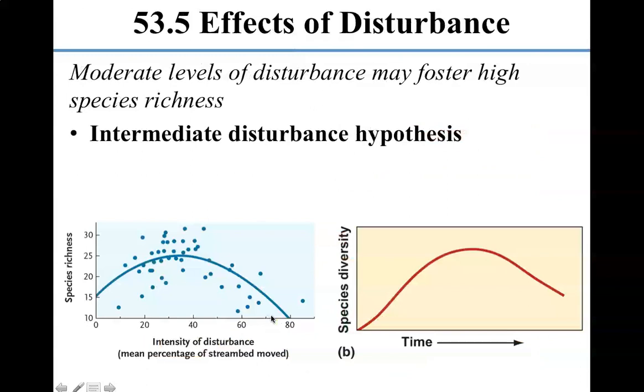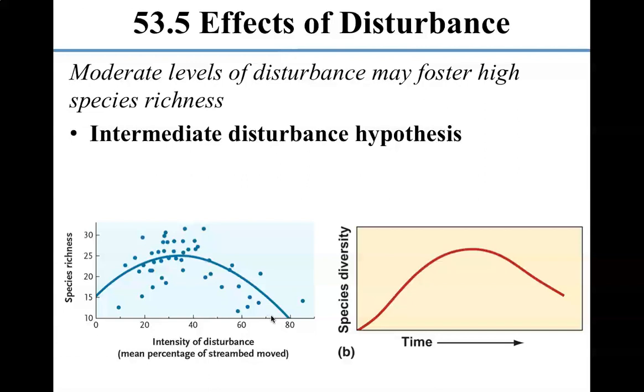All right, so that leads to the intermediate disturbance hypothesis. This hypothesis says that an intermediate frequency and intensity of disturbances will maximize species diversity.